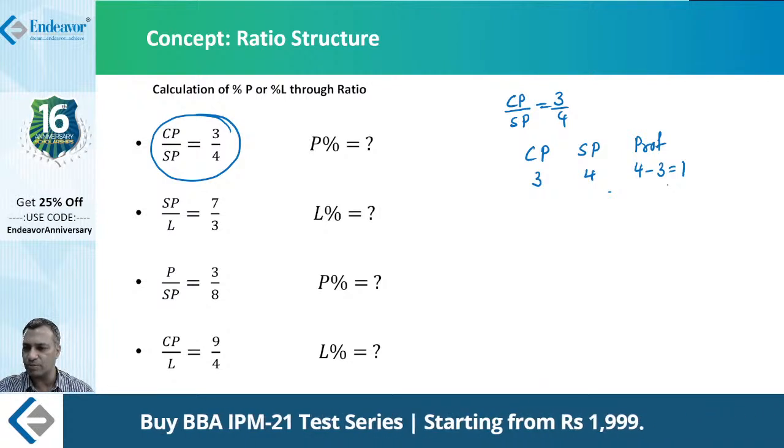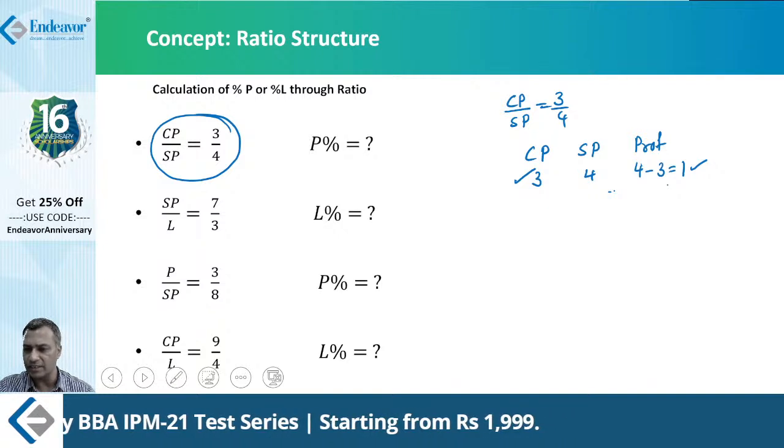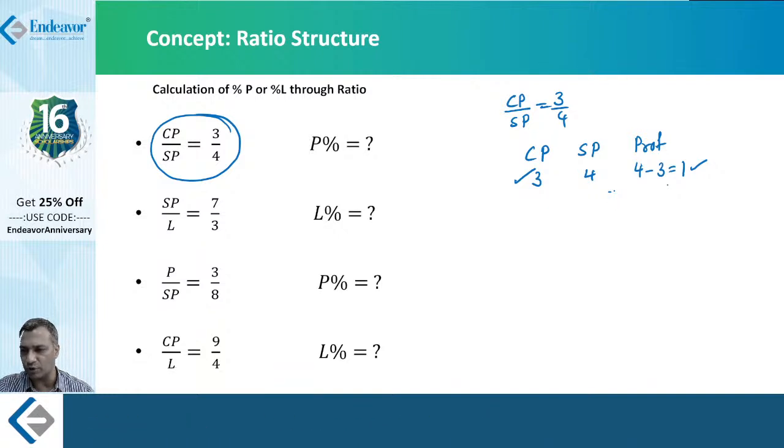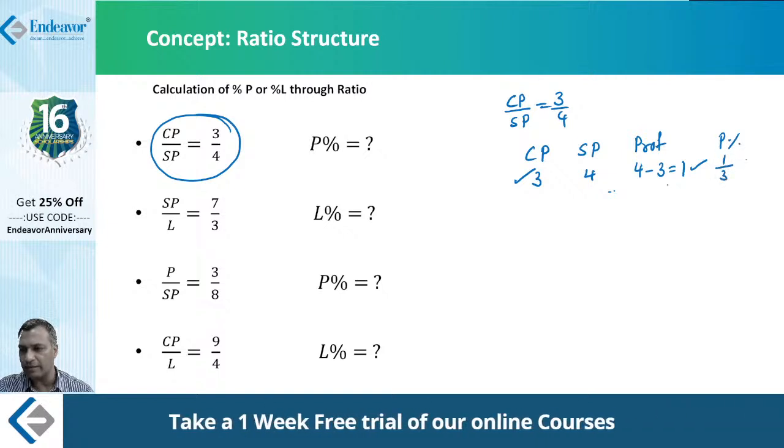Therefore, according to this, what is the profit percentage? Profit percentage is profit divided by cost price. Profit divided by cost price. That is the profit percentage. 1 by 3. Therefore, you say that if the profit is 1, what is the profit percentage? 1 by 3, which is nothing but 33.33%. Right, now what did we do here?